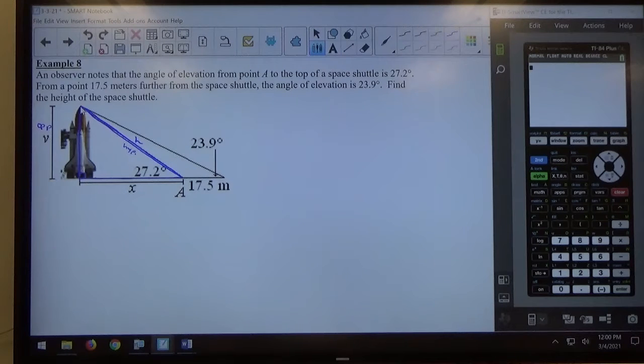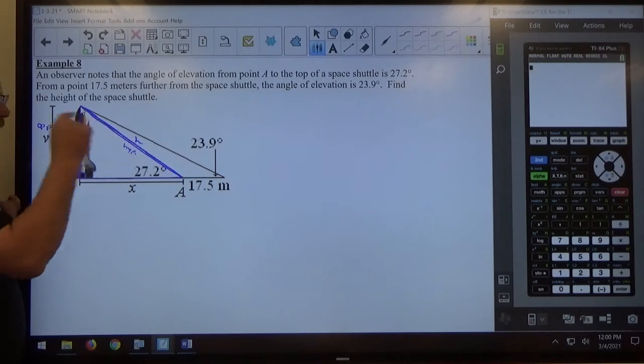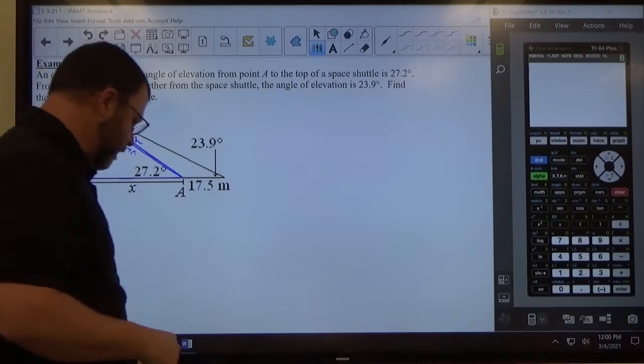Okay. The problem is I don't know what H equals. But I'm looking at H because H belongs to this thin triangle over here, which I can look at and figure some stuff out.